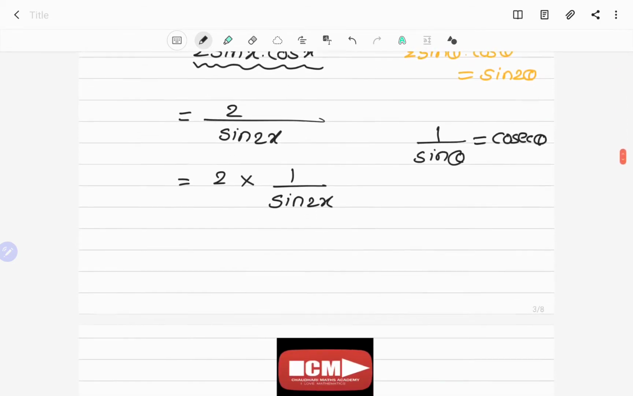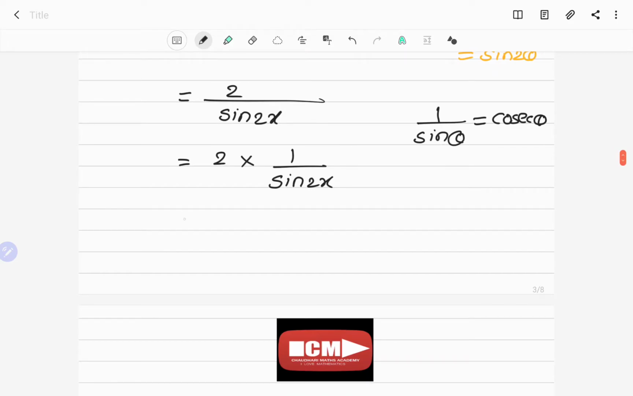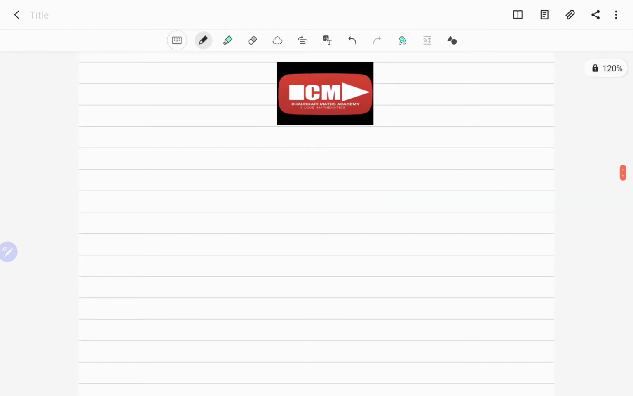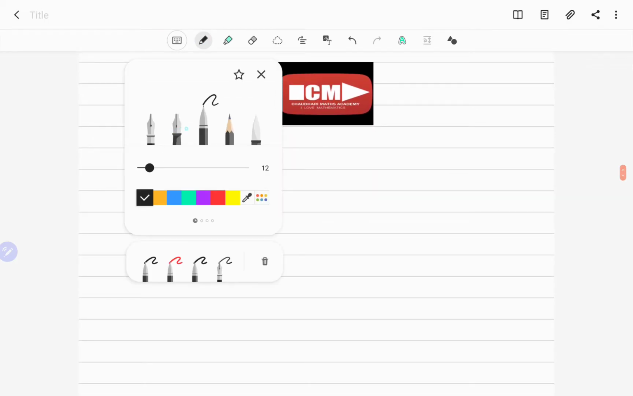So if you remember, sine is a reciprocal of cosec. So this is twice of this, 1 by sine is cosec. And if you observe, this is equal to RHS, right? Okay, so sorry for that. So let's continue with these very interesting problems on the double angle formulas.